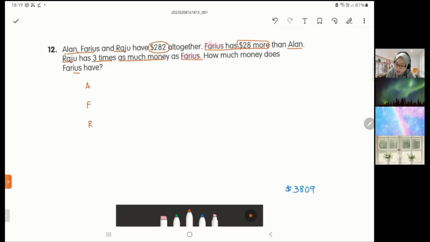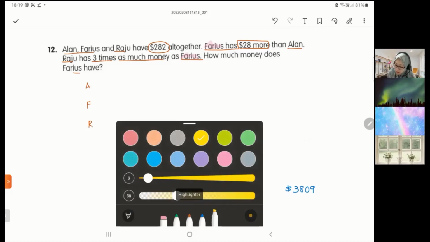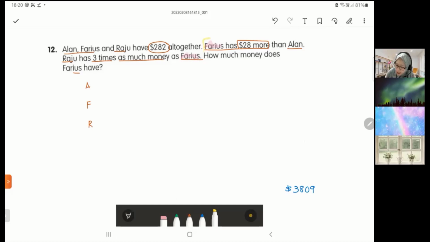Okay, so let's compare the first sentence here. Let's say Farius has $28 more than Ellen. We can draw that model first, right? So let's say Ellen has this much. So Farius has $28 more, so a bit longer than Ellen, like this. And the longer part here will be 28. Okay, so that's the comparison between Ellen and Farius.